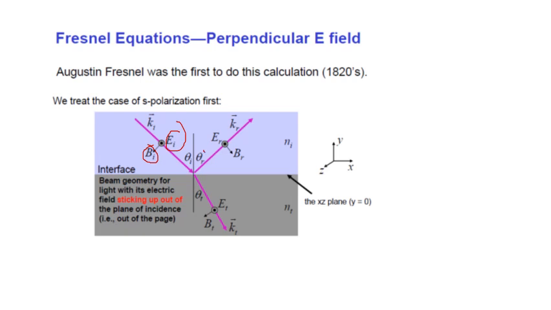After reflection, the angle will be theta r, and in place of Bi we have Br and Er, and the reflected k is kr. If something is transmitted, then it is Bt, kt and Et, and this XY plane is basically the interface plane.